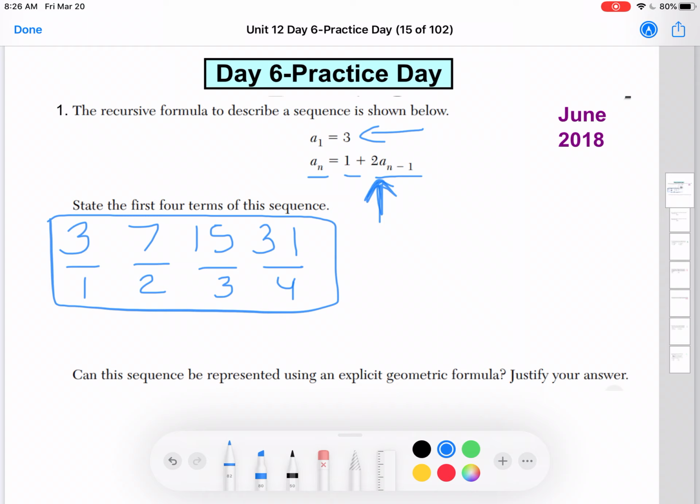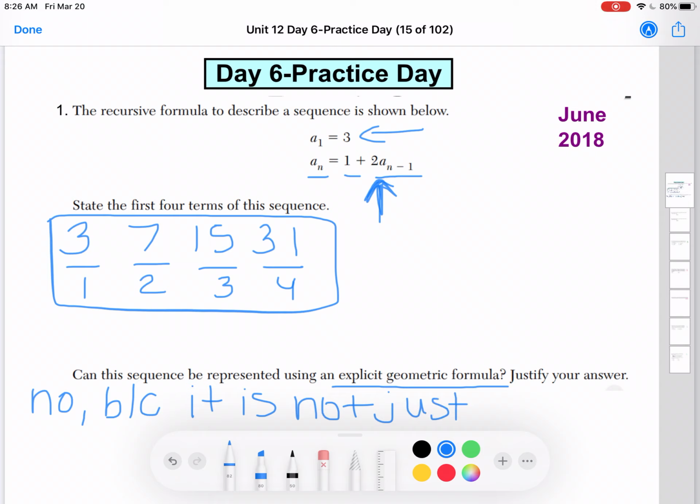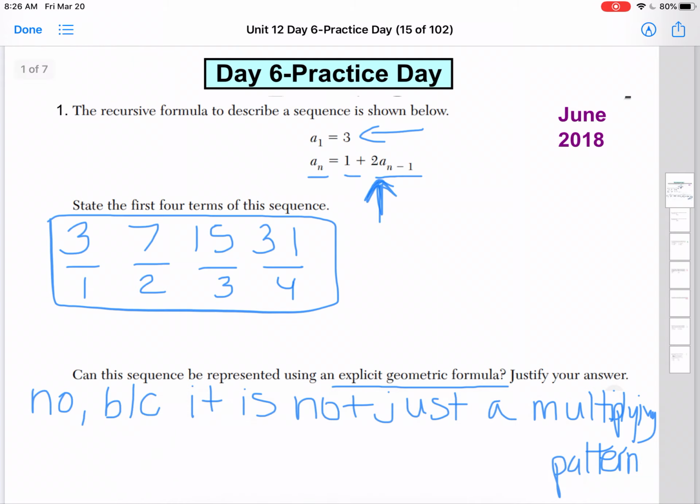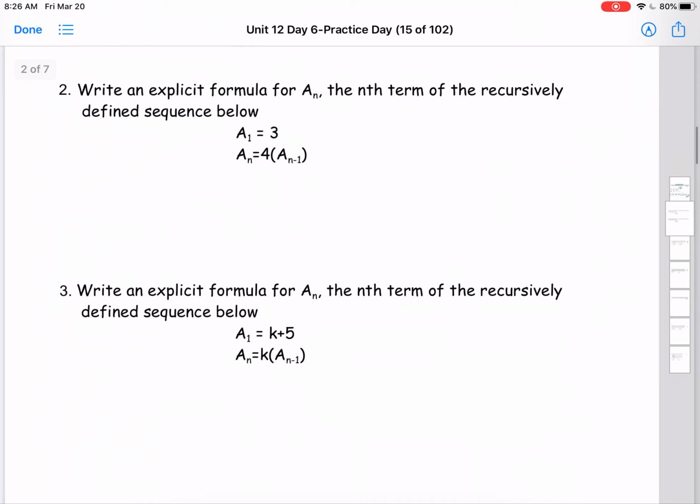Can the sequence be represented using an explicit geometric formula? And the answer is no, because it is not just a multiplying pattern. All right, so that's a great Regents question that you guys could be good at. All right, next one.